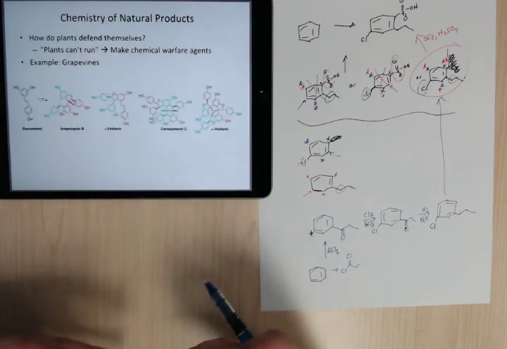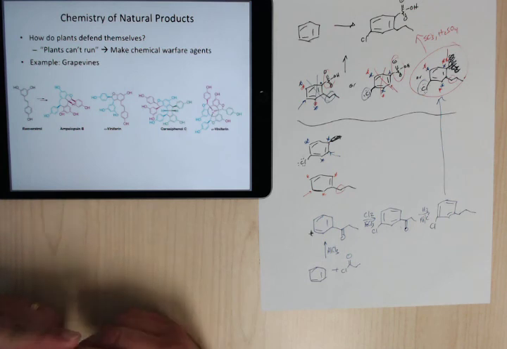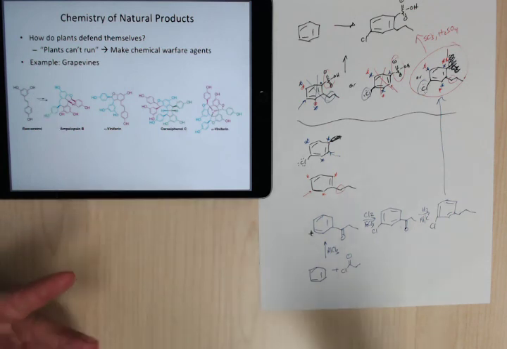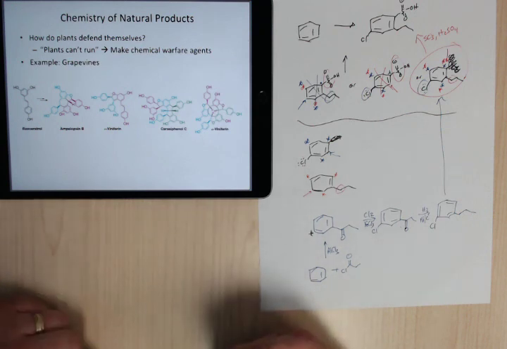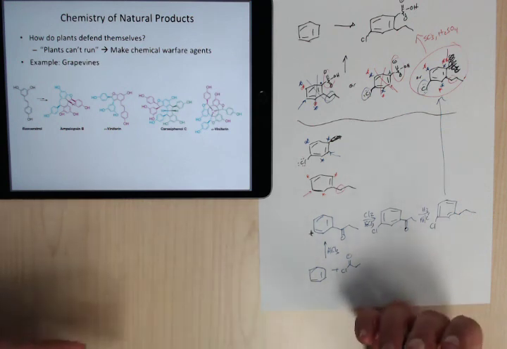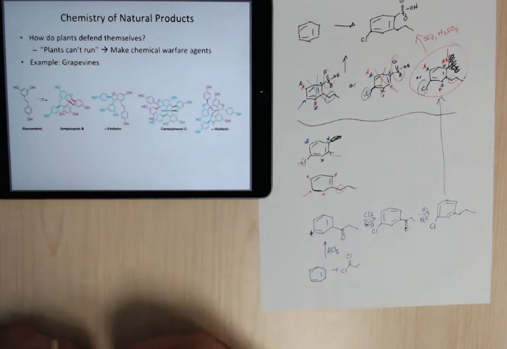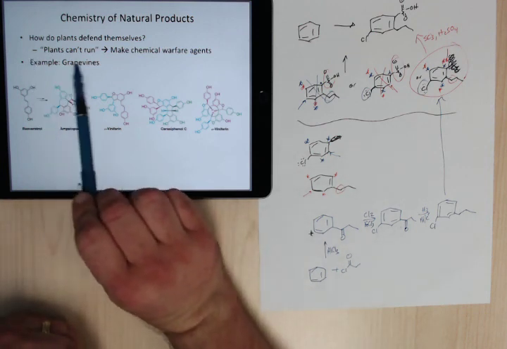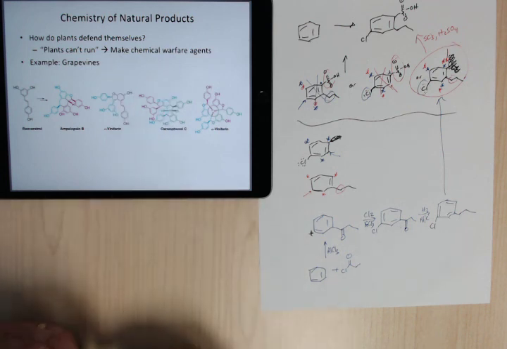Okay, this is incredibly important, because there's benzenes in a lot of different compounds. With animals, birds, whatever, if they're worried about a predator, they can run, or fly. Plants, on the other hand, how do they say don't eat me? Well, they can't run, so they have to make chemical warfare agents, and therefore they do some really interesting chemistry.